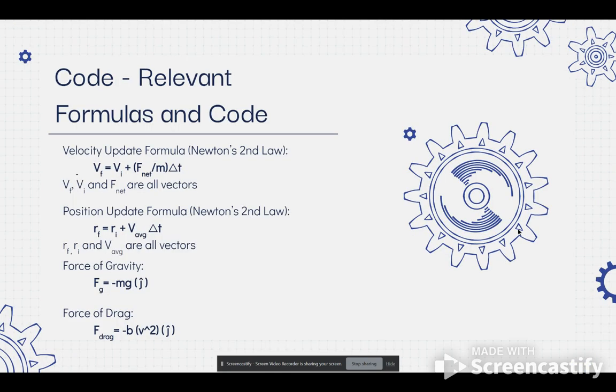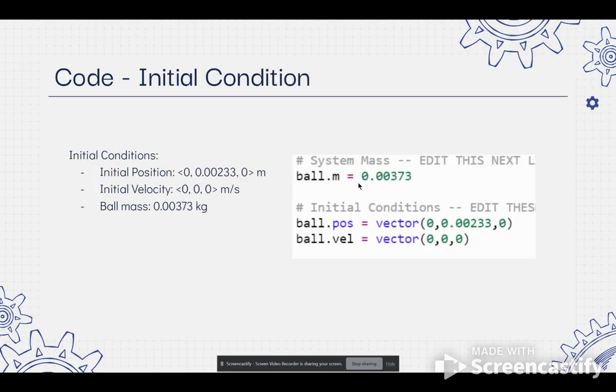Some relevant formulas and code are the velocity update formula, the position update formula, the force of gravity, Fg equals negative mass times gravity times J hat, and the force of drag, which is negative B, the drag coefficient, times velocity squared times J hat. And these are the initial conditions of the paper ball: its initial position, velocity, and its mass.